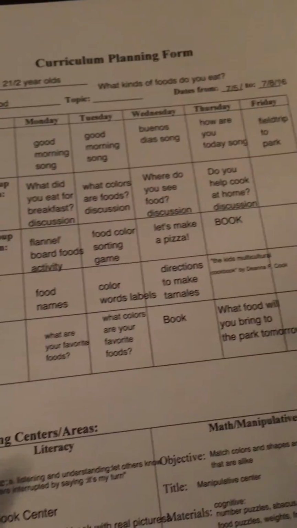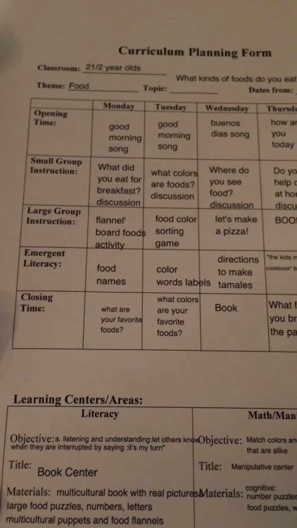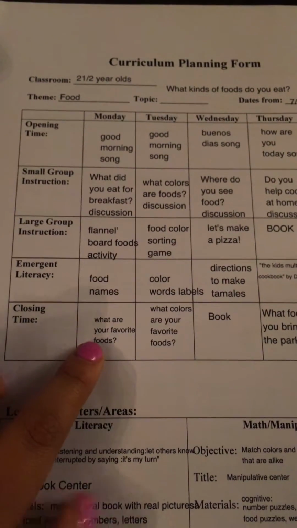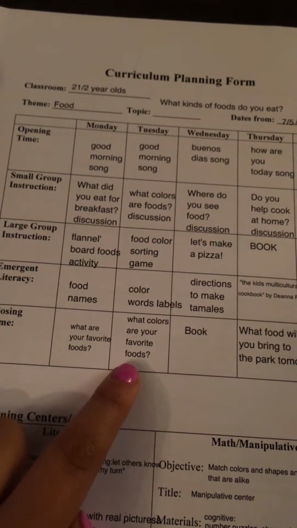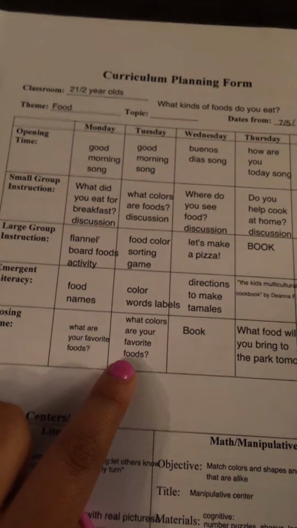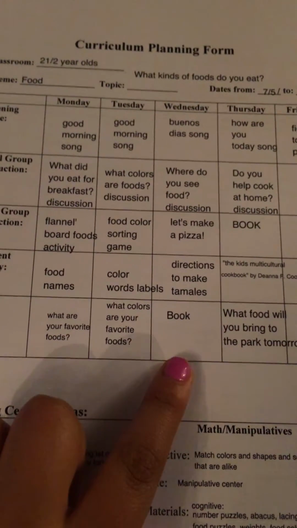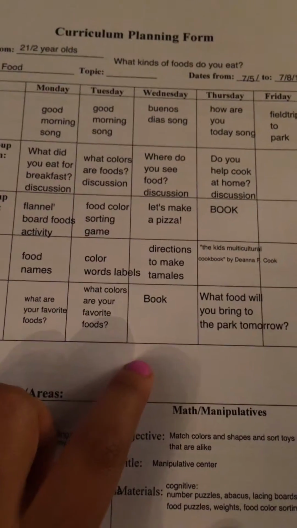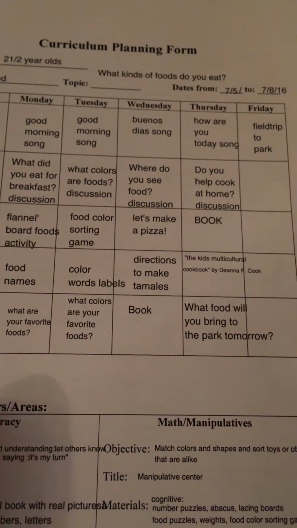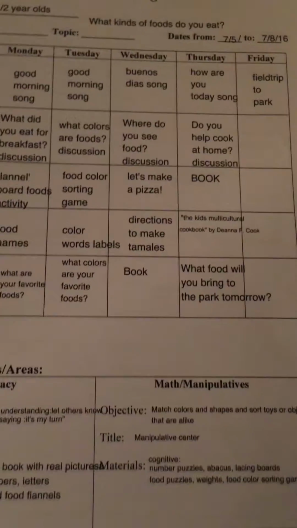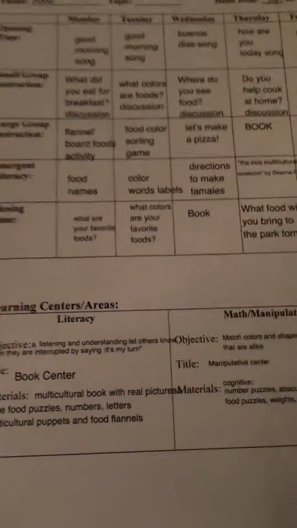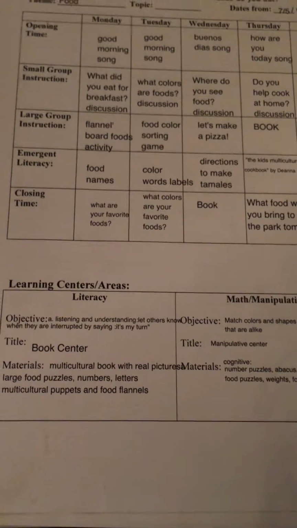by Deanna S. Cook. For closing time, we would have another discussion for Monday on what our favorite foods were. Tuesday, we would talk about what colors are our favorite foods. Wednesday, we could do another book. And Thursday, we could talk about what food we will bring to the park tomorrow for our field trip. So these are my learning center areas.